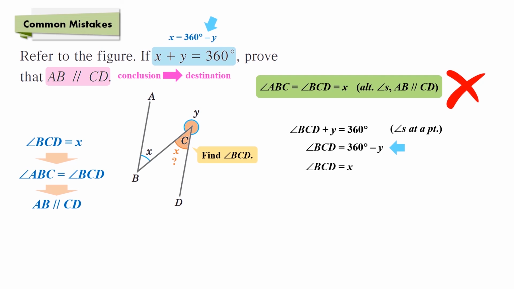So we have angle BCD equals x. Now, angle BCD equals angle ABC. Then we can write down the conclusion. AB parallels CD, with a corresponding reason, alternate angles equal.